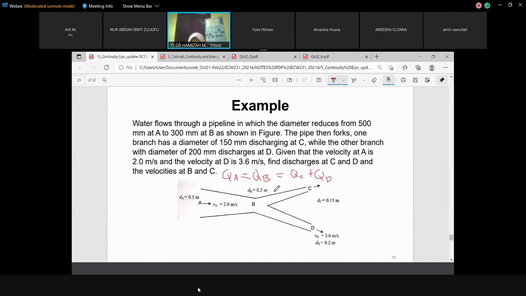Okay, and basically we will solve the part that already has all the information. So you can find QA. And also QB, because QA equals QB, so it's the same. And you can calculate QD, because QD already has the diameter and also velocity. Lastly, we solve the velocity at point B and also the velocity at point C.